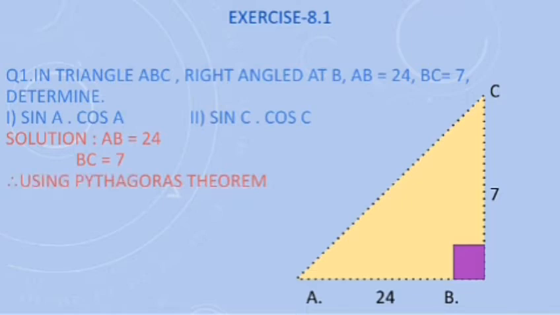For calculating the third side we are going to use the Pythagoras theorem, and you know that the Pythagoras theorem states that the square of the hypotenuse is equal to the sum of the squares of the remaining two sides, that is base square plus perpendicular square. Okay class, so here in this triangle you can see that the longest side is going to be the hypotenuse, that is AC here, and the other two sides will be AB and BC. So substituting the values of hypotenuse, base and perpendicular, it is going to be AC square equals AB square plus BC square.